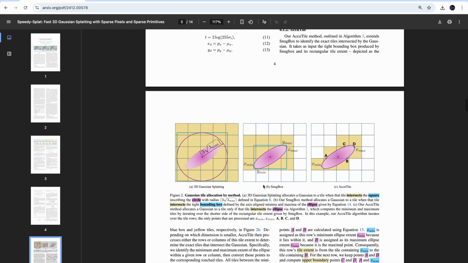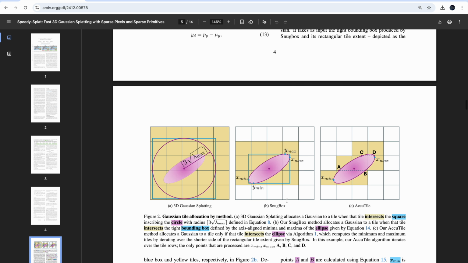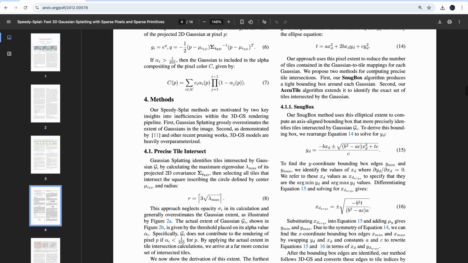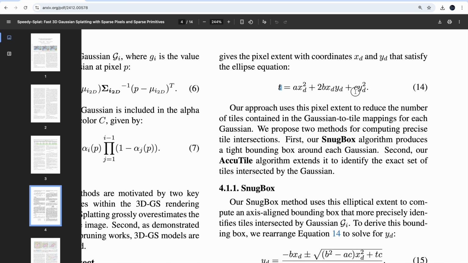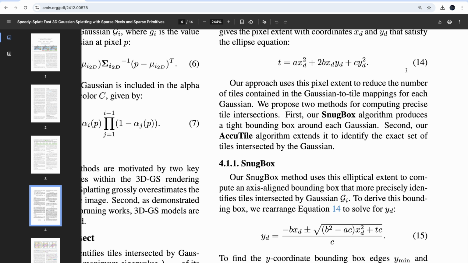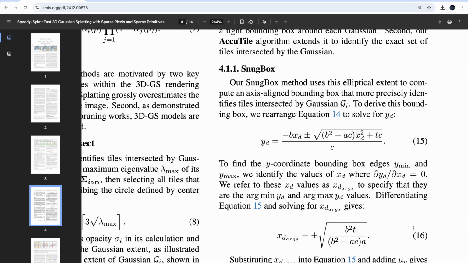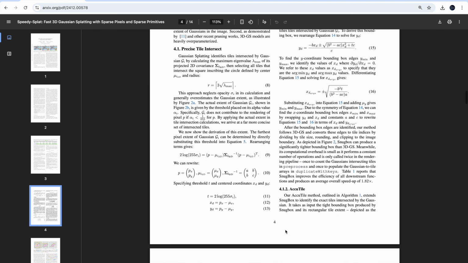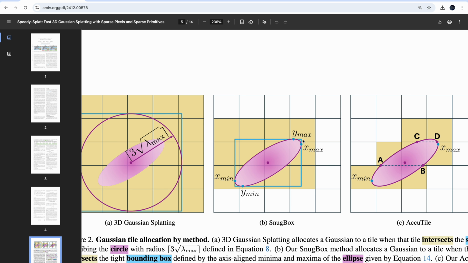Okay. So basically, the snug box approach is very simple. You compute the equation of the ellipse, and you find the roots of that equation. So if you solve equation 14, you get equations 15 and 16. And you can get 2 values of y, 2 values of x. And these are the equations of the corners of this rectangle. Okay, so that gives you the bounding box coordinates.